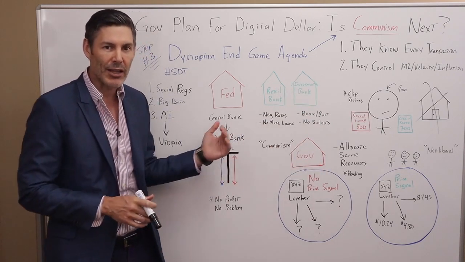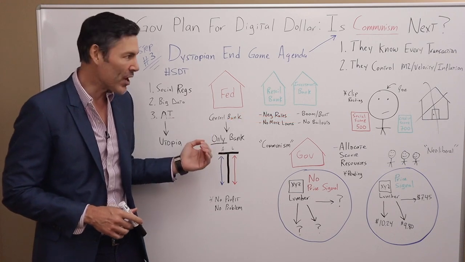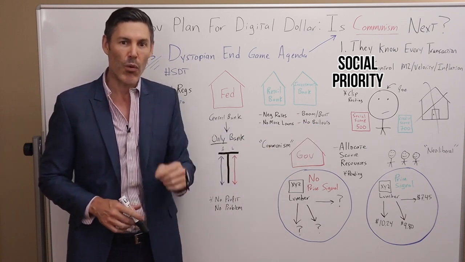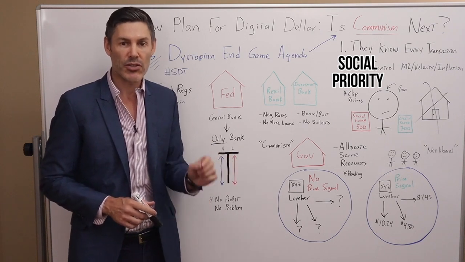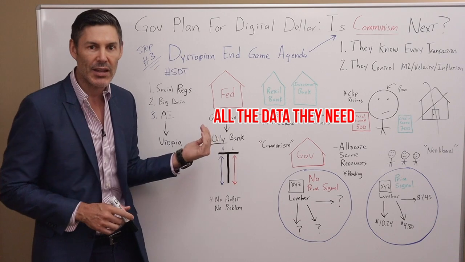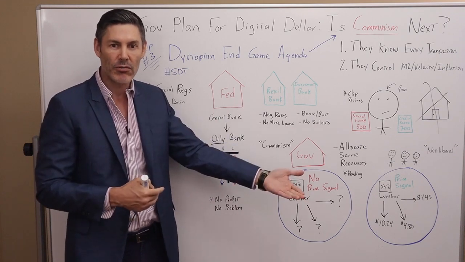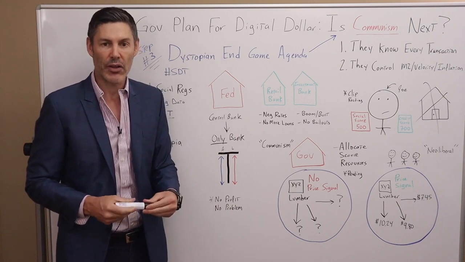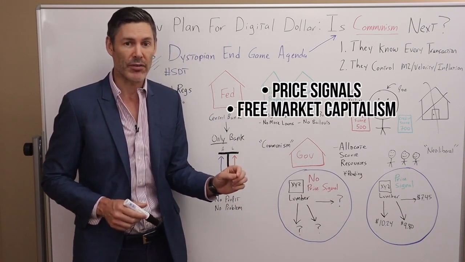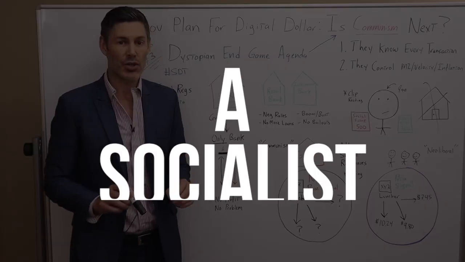Then it moves toward the Fed eliminating their competition, basically, or all of the banking moving towards the Fed, then it transfers into a social priority, putting the carrot in front of the horse, that in order to get what you want, you have to do whatever they deem appropriate socially. It's all in the name of social justice. And while this is happening, they're accumulating all of the data they need to implement artificial intelligence, plug the data into the AI. The AI spits out where the scarce resources should be allocated. Boom, you've solved the problem of communism. You no longer need price signals, free market capitalism, private property rights, or personal freedom. They've now created what is in their minds a socialist utopia.